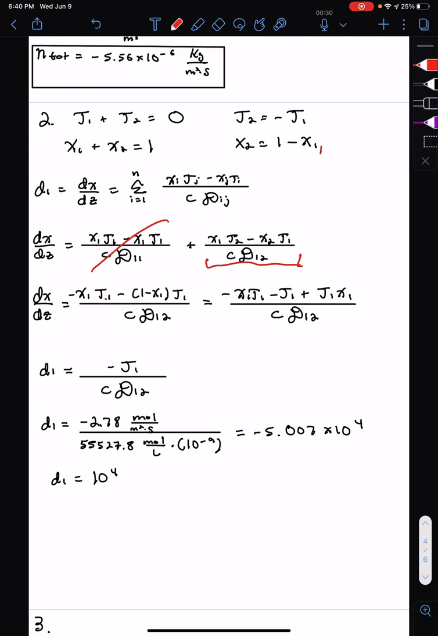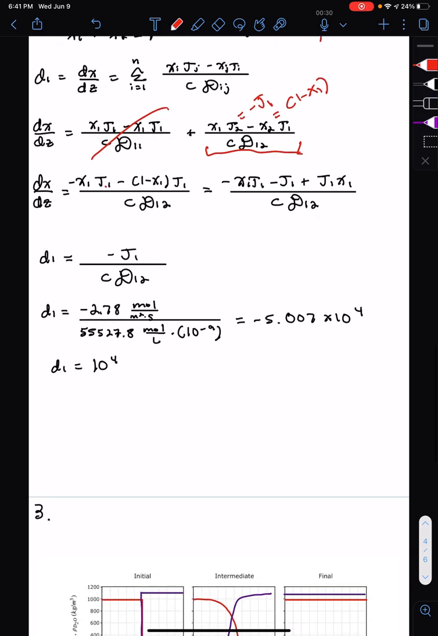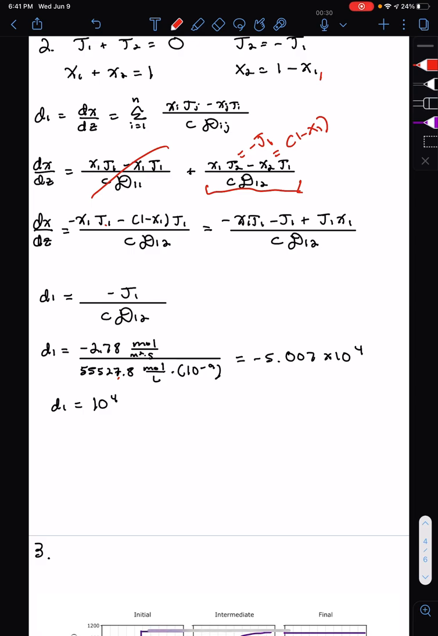And from here, we realize that we can't really solve it. We have x1, x2, j2, j1, but hey, remember, we said j2 is negative j1, and we said x2 is 1 minus x1. Now we plug that in and solve for the equation, and we get the driving force is equal to the molar diffusive flux over the molar concentration multiplied by the Maxwell diffusivity. Now, we plug in all the values. We have this value, we already have it above. We got this value from the first equation from above. And we also have 10 to the minus ninth, which is the Maxwell diffusivity.